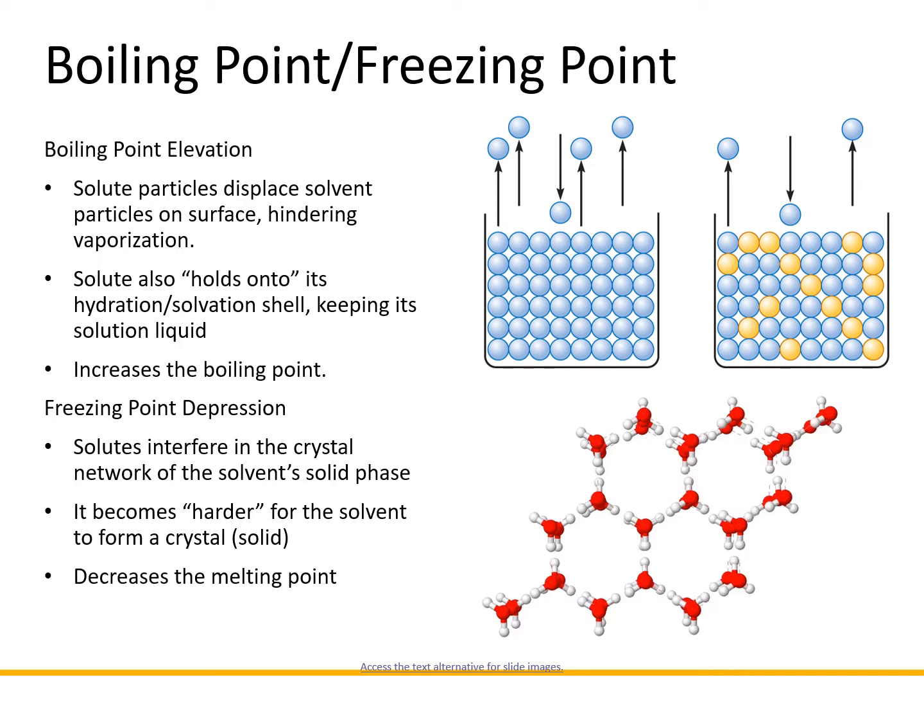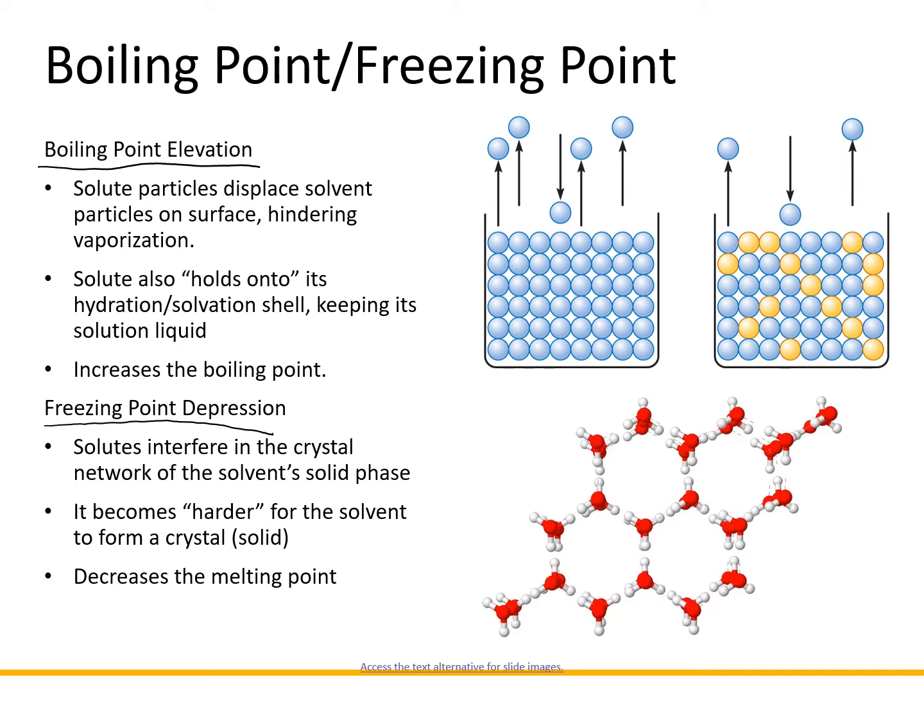Another solution property that solutes can have on their solution is a change in their boiling point and their freezing point. And the term for this that might be good to keep in your head is boiling point elevation, freezing point depression. So remember those phrases. And this is what they mean and why they happen.